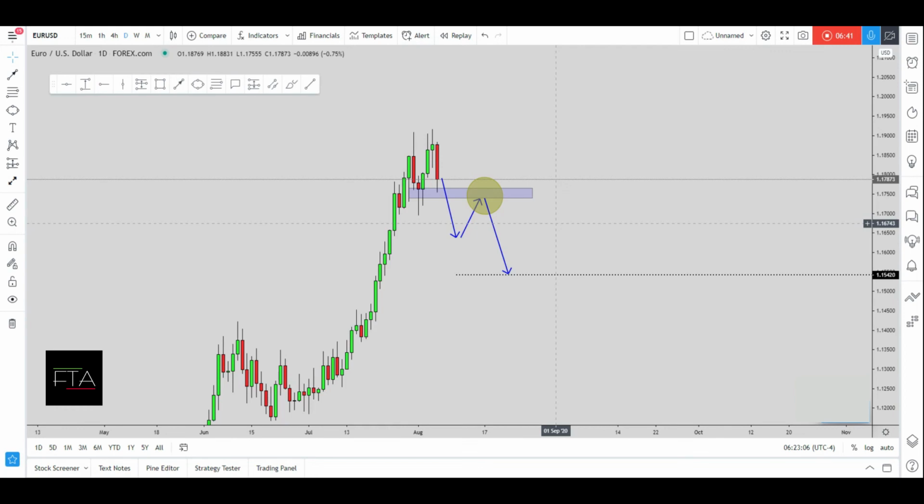However, we still don't have any confirmation for this. Until the market remains above this area, the market can and should continue to the upside. So as usual, we have to be reactive and not predictive.